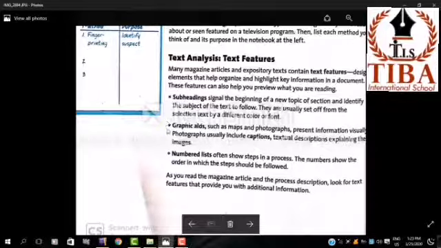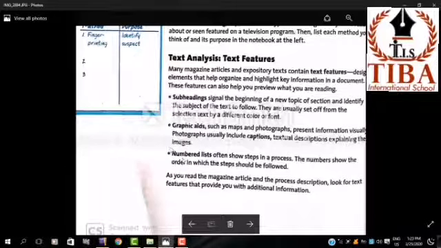Something else I want you to write here, number 2, graphic aids. Remember, while reading whatever the piece of writing, you can find a graphic aid. What is a graphic aid? It's something like a photograph, a chart, a picture which tells you something. Yes, gives you more information. So remember, these things help you to get more information about the text. The caption too can help you.